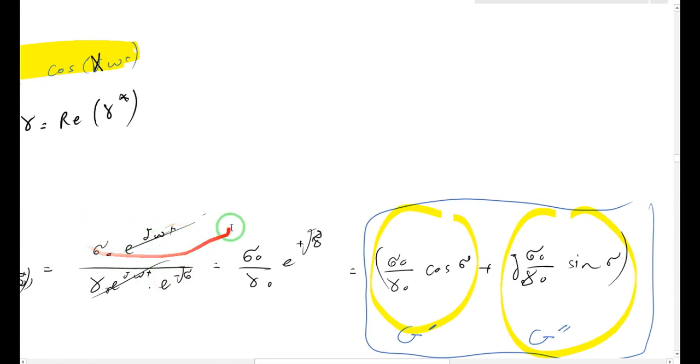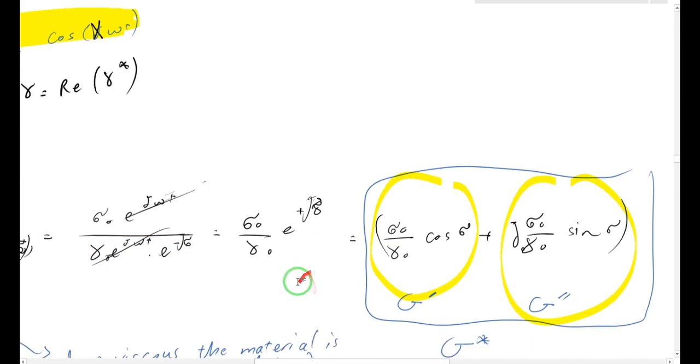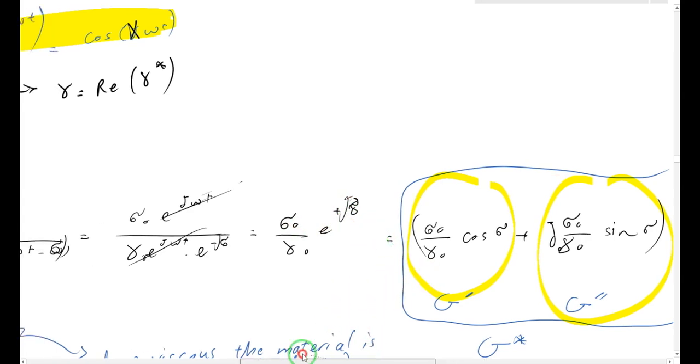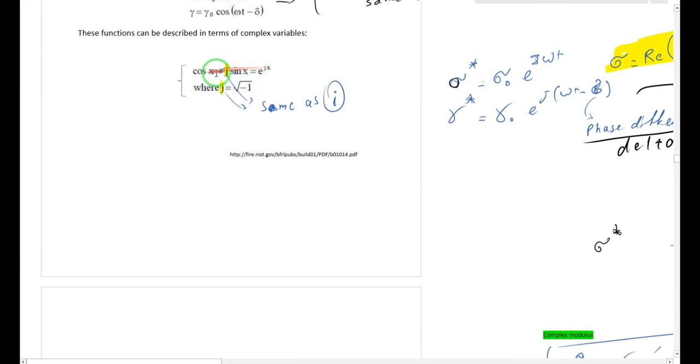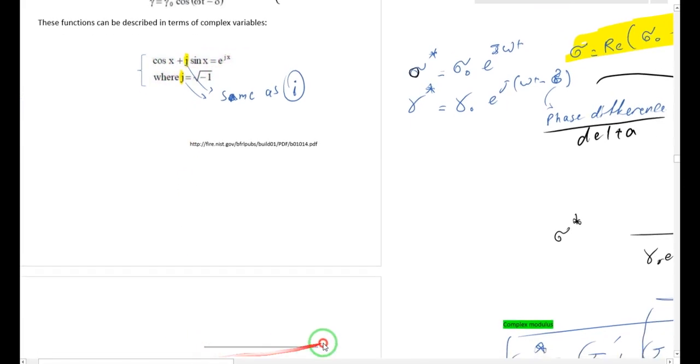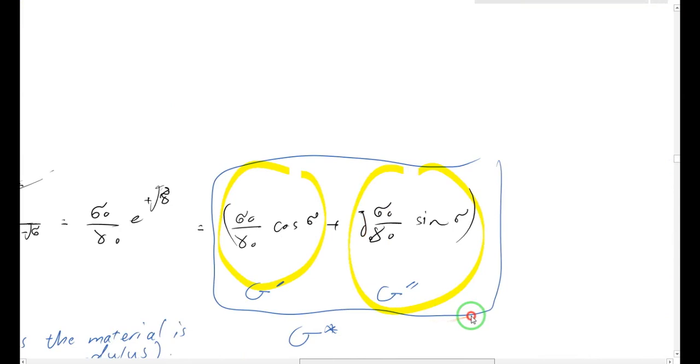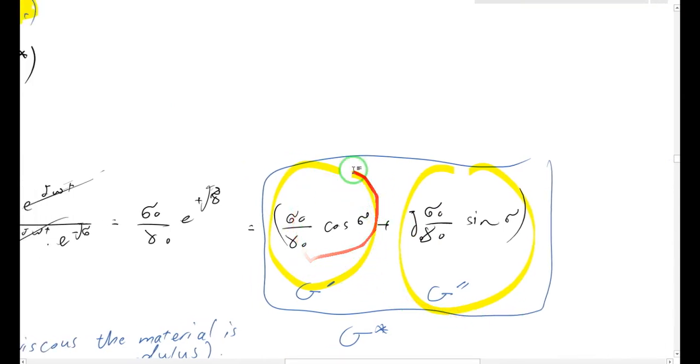So the ratio between the stress and the strain which has been applied will finally lead to this number with the phase difference. And when we again use that mathematical expression here, we will reach a real part and an imaginary part. This real part we call G prime, and this imaginary part we call G double prime.